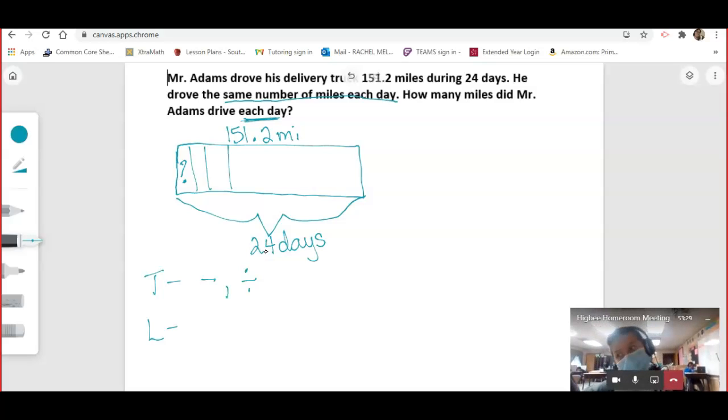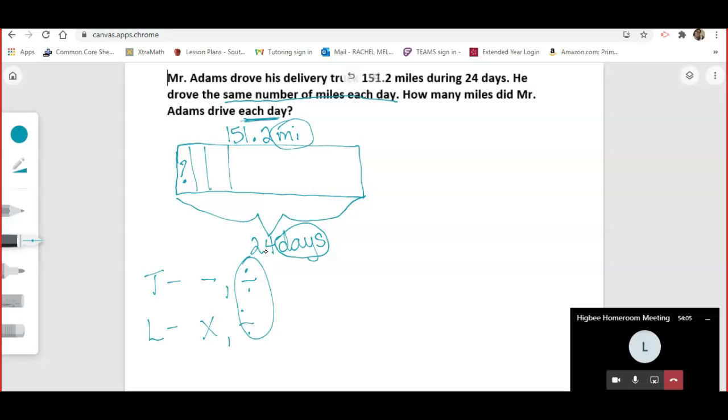All right. Do I have the same labels or different labels? Different. So labels: 151 and 2/10 what? That's miles. 24 what? Days. Okay, so those are different, right? So if I have different labels, what are my options? Multiply and divide. Very good.